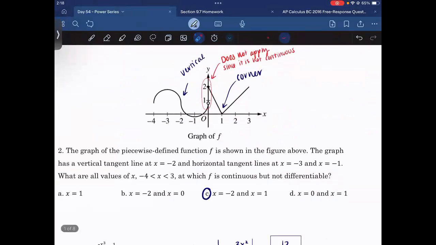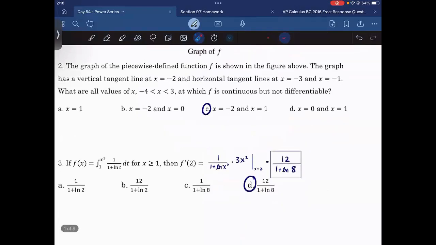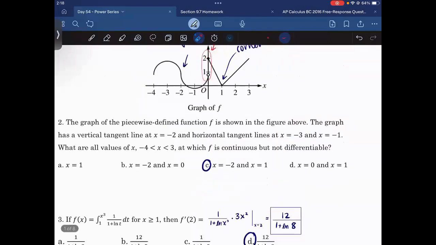Number 2, so the only two places it exists is at -2 and 1. Here it's a vertical asymptote, and here's a cusp corner, whichever you would like to call it. A corner is the technical term, but it is where it is continuous. So that's why this does not work.